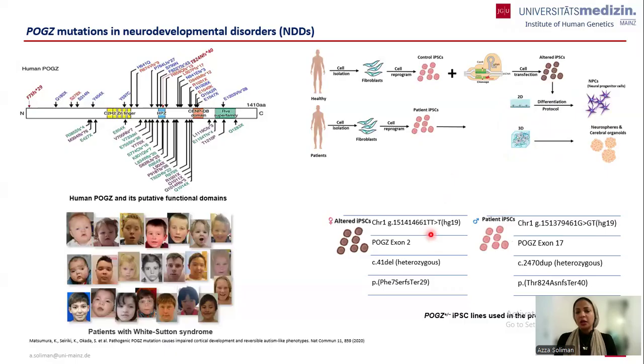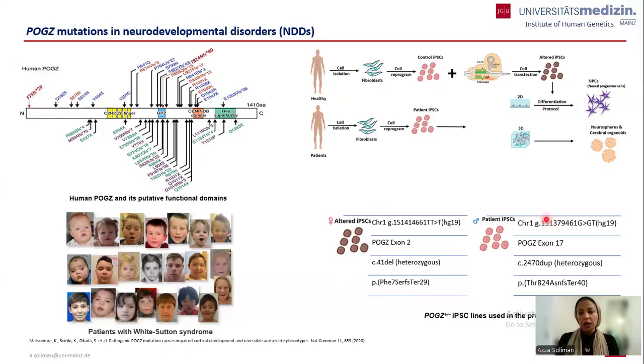Having this protocol, I ended up with two different iPSC cell lines. One is altered with the help of CRISPR-Cas, from a healthy female donor. So the cells are female cells, and it has a mutation in exon 2 of POGZ, a one nucleotide deletion that leads to a frameshift mutation and a truncation of the protein at amino acid number 29. I put it here; as you can see, it's really close to the N-terminus of the POGZ protein.